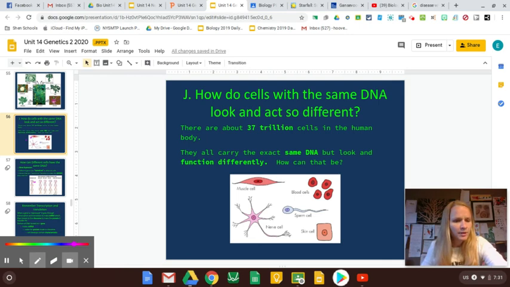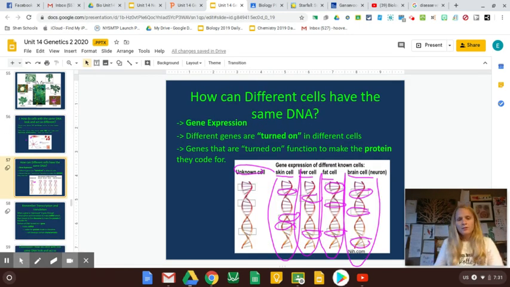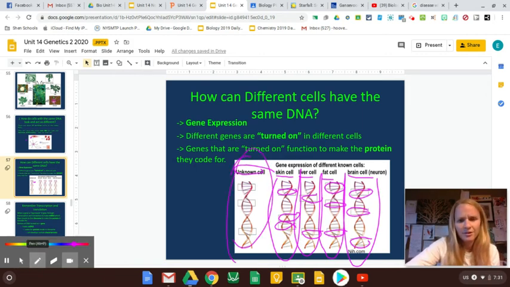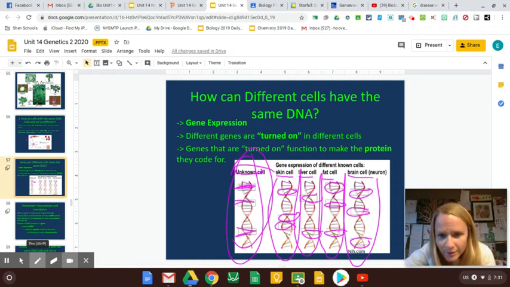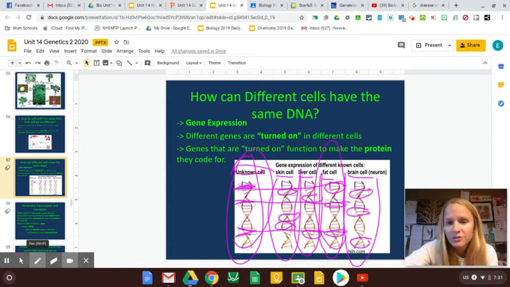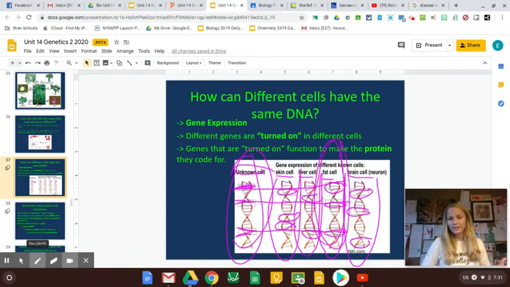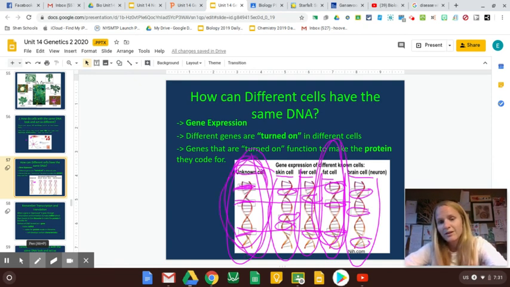So I'm going to go back there. Let's see. So if this were your unknown cell and you were trying to figure out, well, what kind of cell is this unknown? You'd go, okay, it expresses this one, and this one. Must be, it's using the same as the fat cell. So this must be a fat cell. So if your question is, how can your cells have the exact same DNA but look and act totally different? It's because they use different parts of the DNA.